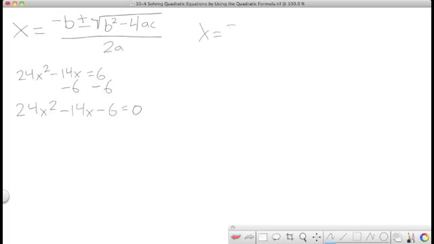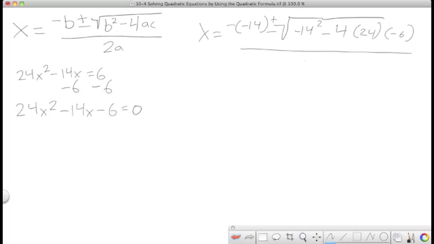X equals negative b, which is negative 14, plus or minus the square root of b, which is negative 14 again, squared, minus 4 times a, which is 24, and c is negative 6, over 2 times a, and a is 24. Alright, so now that I plugged all this in, I'm going to go ahead and solve it.